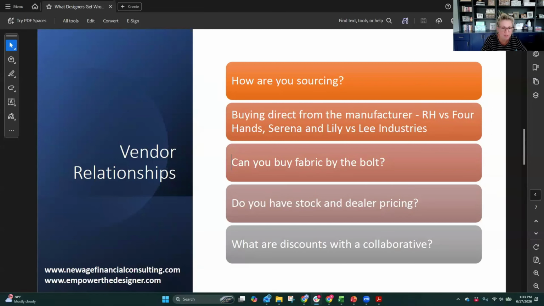Stock and dealer pricing, right? We talked about that. How are you buying? Do you know how you're buying? Do you know if vendors offer stock and dealer pricing? What are the requirements for that? If it's not something that's on your radar, definitely look into it.